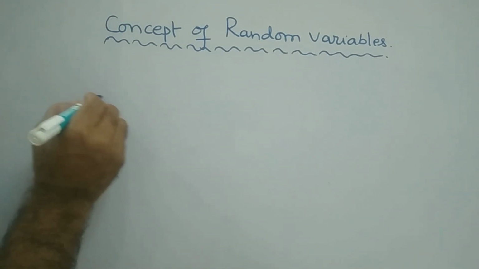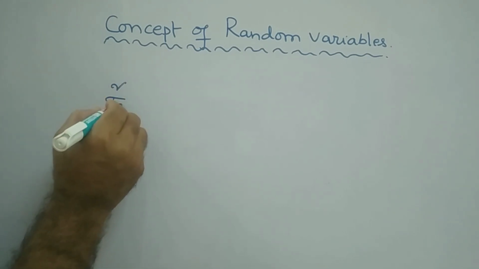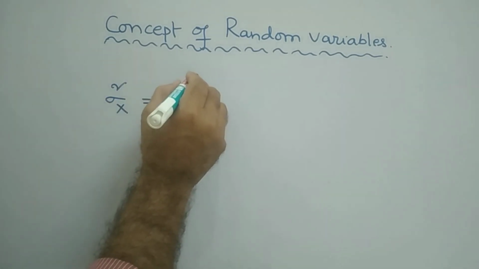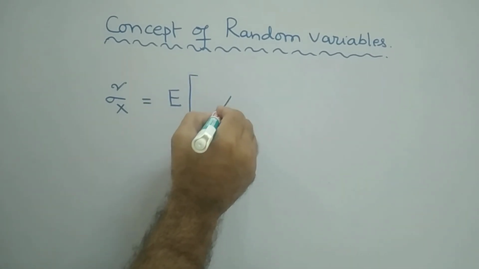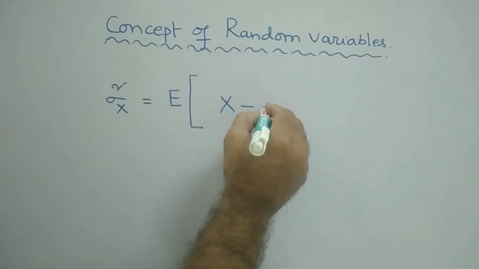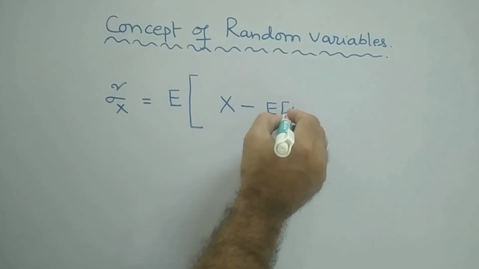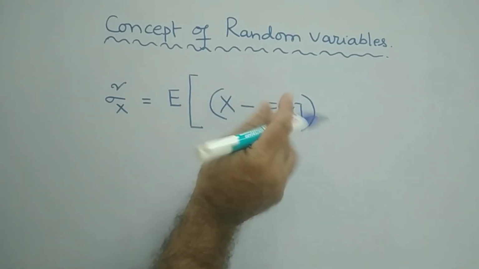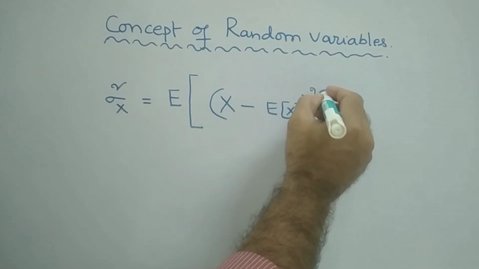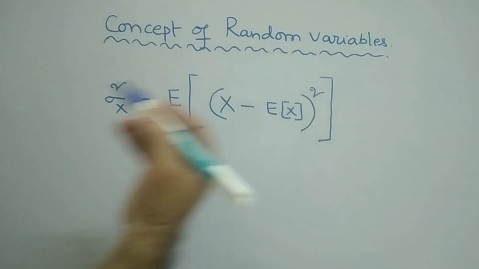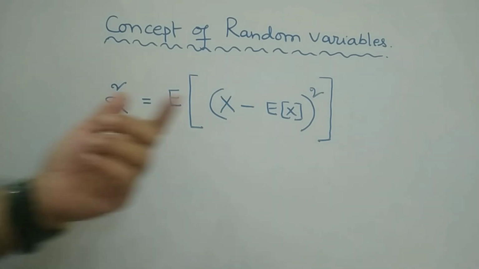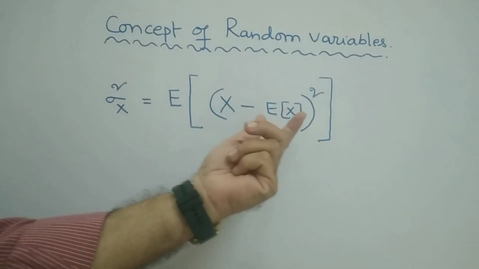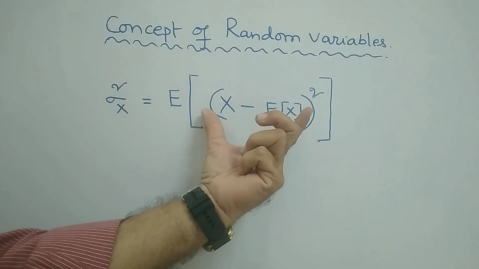So the variance sigma square of x is equal to the expected value of the random variable x and its mean value E of x. Clear? Then put a bracket. This is the difference. For this, take the square. That's it. That is the definition. Getting? So random variable x minus its mean value, nothing but E of x, then take the square.